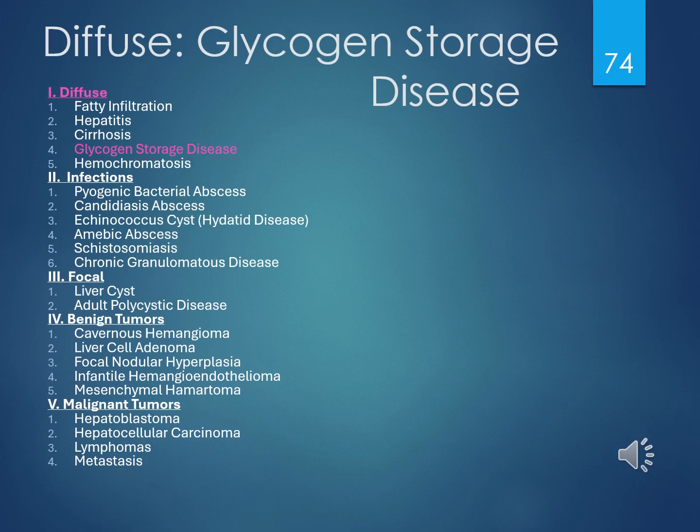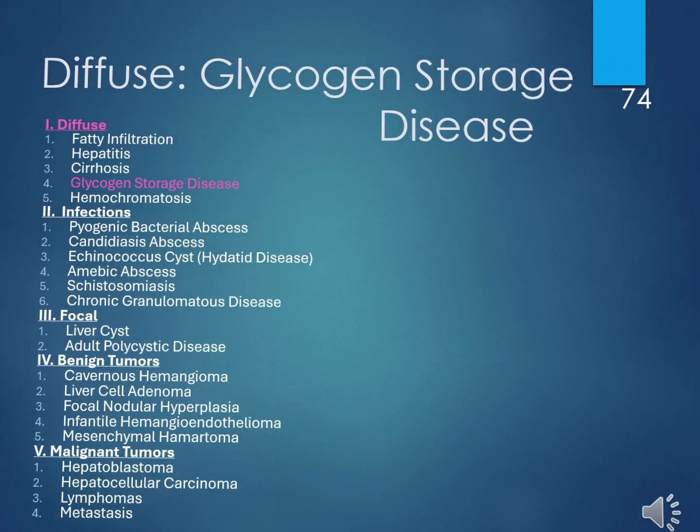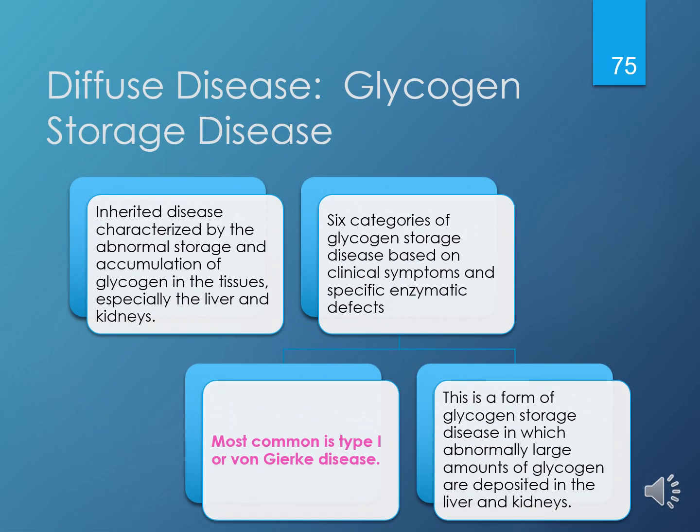Next diffuse disease, finally, is glycogen storage disease. We are finally moving off of cirrhosis. So glycogen storage disease is an inherited disease characterized by the abnormal storage and accumulation of glycogen in the tissues, especially the liver and kidneys.